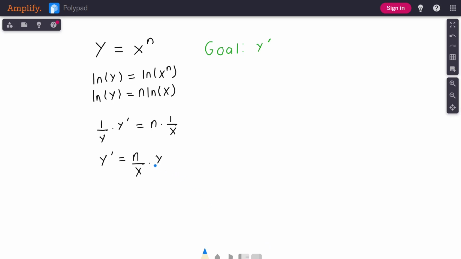But notice that we have y here. Our original definition was we defined y to be x to the n. So we can substitute x to the n for y. So y prime is going to be n over x times x to the n. Okay, so we have x to the n in the numerator and x to the 1 in the denominator. Using the properties of exponents, this is going to be n times x to the n minus 1. And that's our derivative.